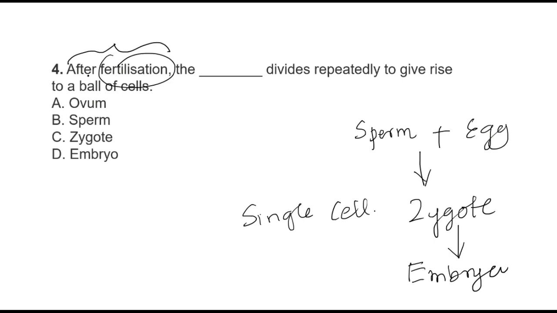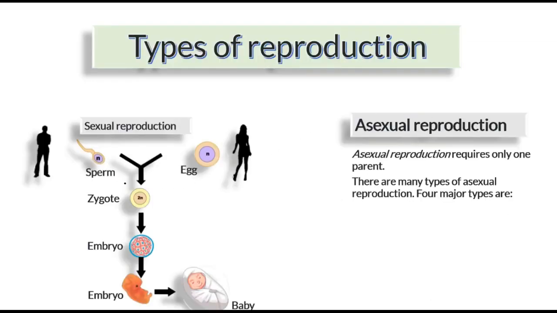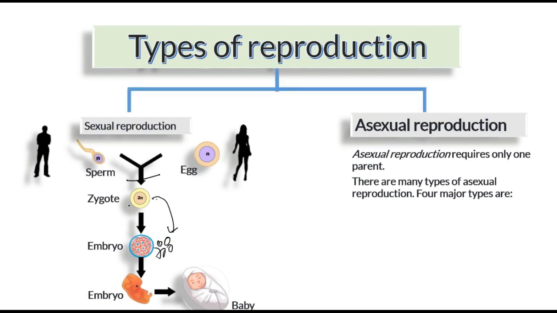Okay, now what is the question? After fertilization, the dash divides repeatedly to give rise to a ball of cells. Who will get divided to give a ball of cells? It is stage 2 here. That is the zygote. You can see here what we have studied. Sperm and egg combine and give rise to a zygote, and this will then, you can see the number of cells is more here. It's a single cell, so it's a zygote. The answer is zygote.